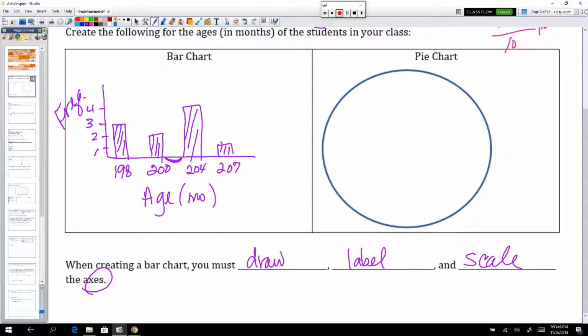And then maybe I'll label this chart age in months. I'll throw that as the title of my chart. Make sure that you draw, label, and scale your axes. You will lose points if you don't. Okay. Bar chart, we already know what that is.